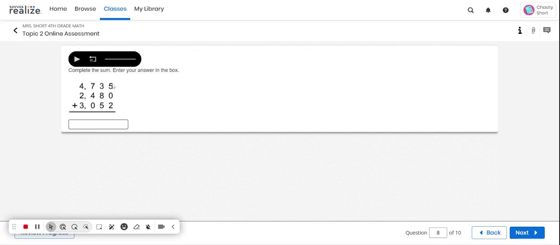Okay, complete the sum. There is no way to do the inverse on this one. So if I were you, I would just work this out maybe twice to see if you get the same answer both times.